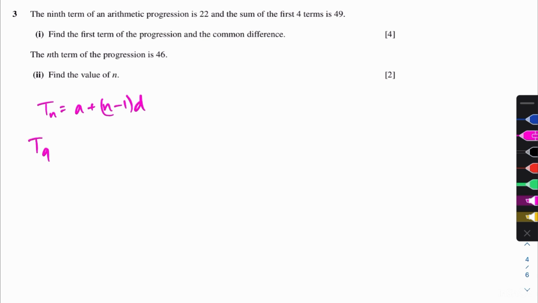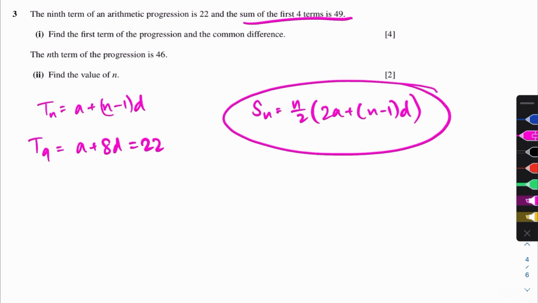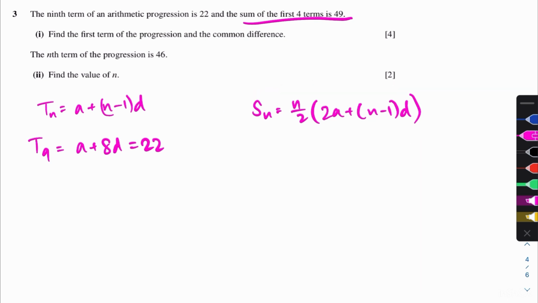And because we know the 9th term, we're going to put 9 in place of n. And that's going to be a plus n minus 1, 9 minus 1 is 8, so 8d. And we know that that's 22 because they tell us here. Now using the second part of the question, the sum formula is n over 2 bracket 2a plus n minus 1 d. Now the more questions you do, the easier these formulas will get for you to remember and just use whenever you need them.